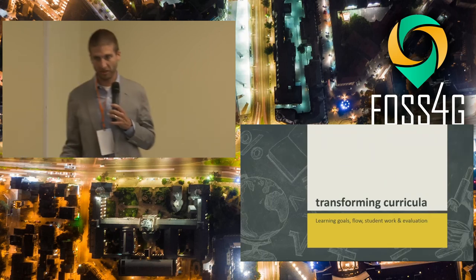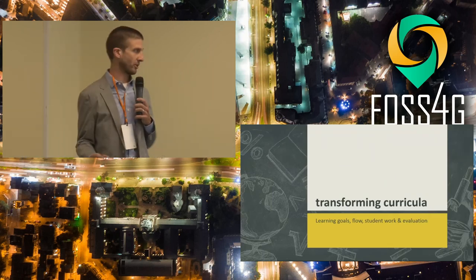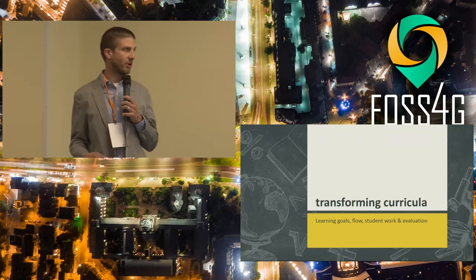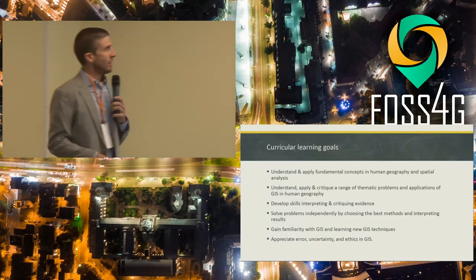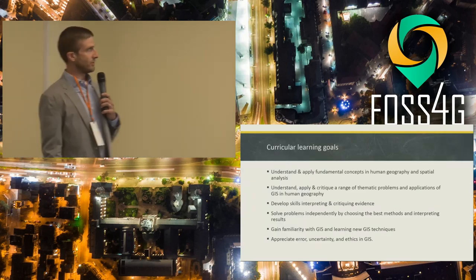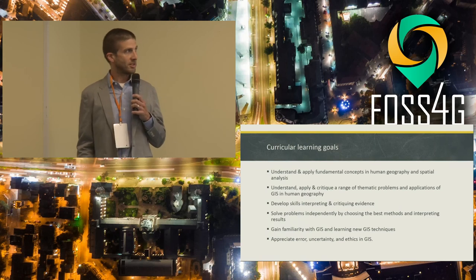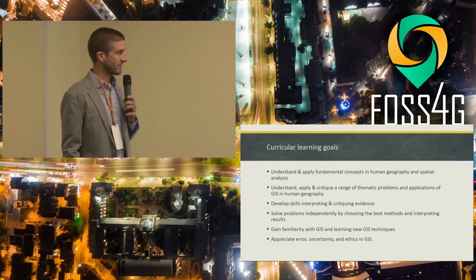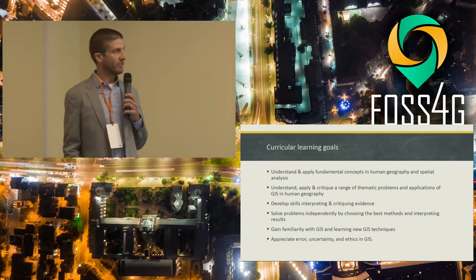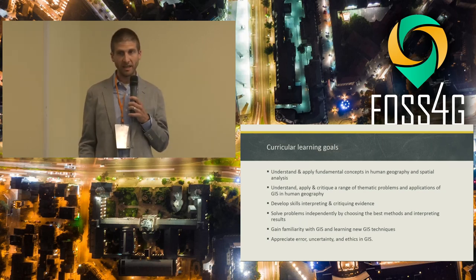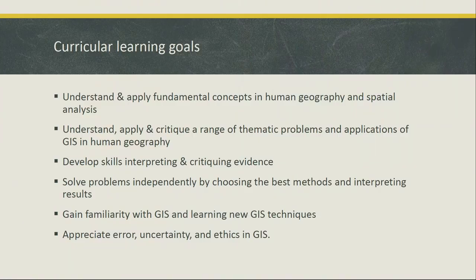So how is the curricula transformed? I'll present to you a little bit about the course in terms of its learning goals, its flow, the types of work that students have produced, and the way I evaluate. My learning goals in the course are to understand and apply fundamental concepts in human geography and spatial analysis, and to understand, apply and critique a range of thematic problems and applications of GIS in human geography, so political, human, urban, hazards, all the kind of themes of human geography.